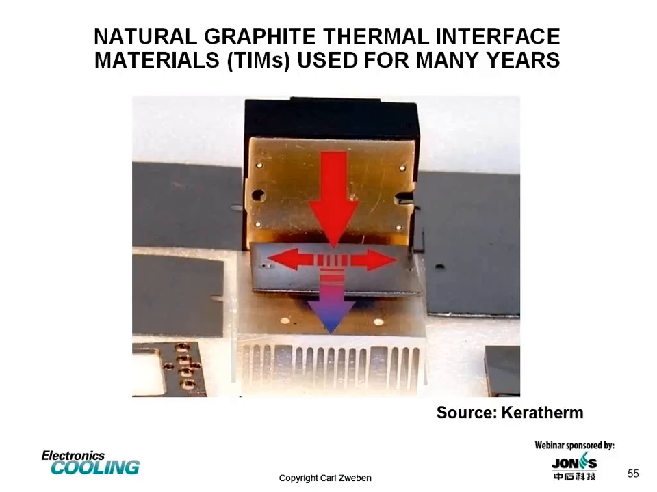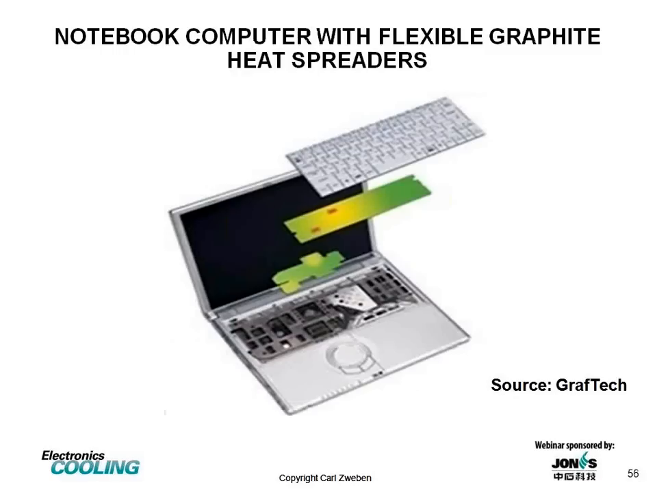I talked about natural graphite thermal interface materials. Here's an example, and that's basically intended to transfer the heat in the through thickness direction. However, in the last 10 years, natural graphite is also being used as a heat spreader in addition to serving as a TIM.